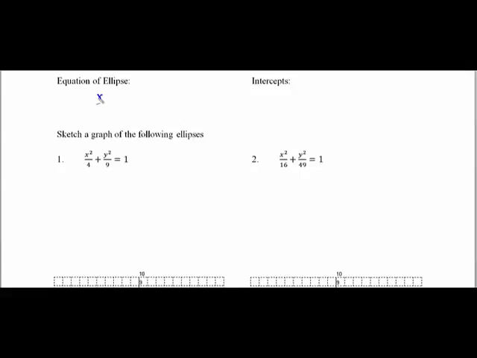So the equation of the ellipse is x squared over a squared plus y squared over b squared equaling 1. And our x-intercepts will be the points a, 0 and negative a, 0. This is taken from the square root of a in the denominator of the first fraction. And our y-intercepts will be 0, b and 0, negative b. And that would again be from the square root of b in the denominator of the y squared.